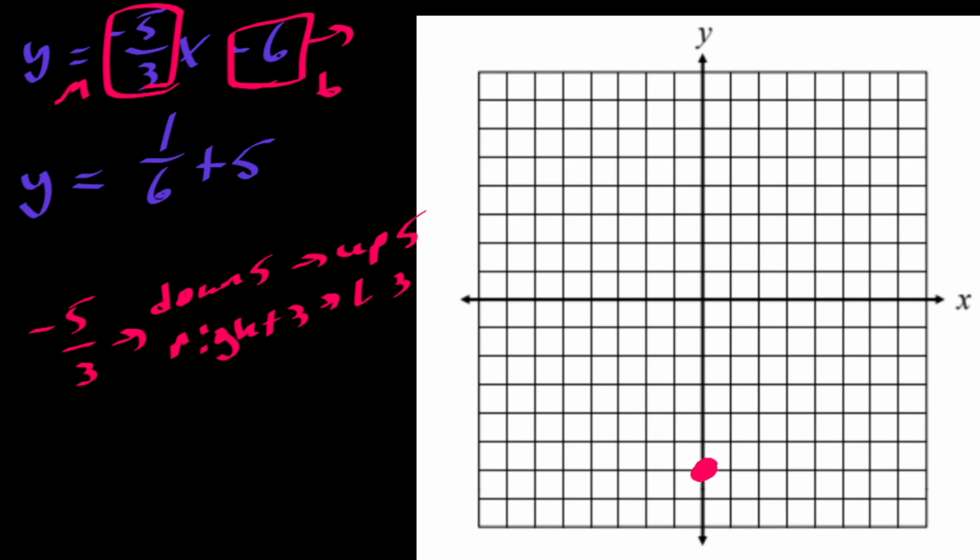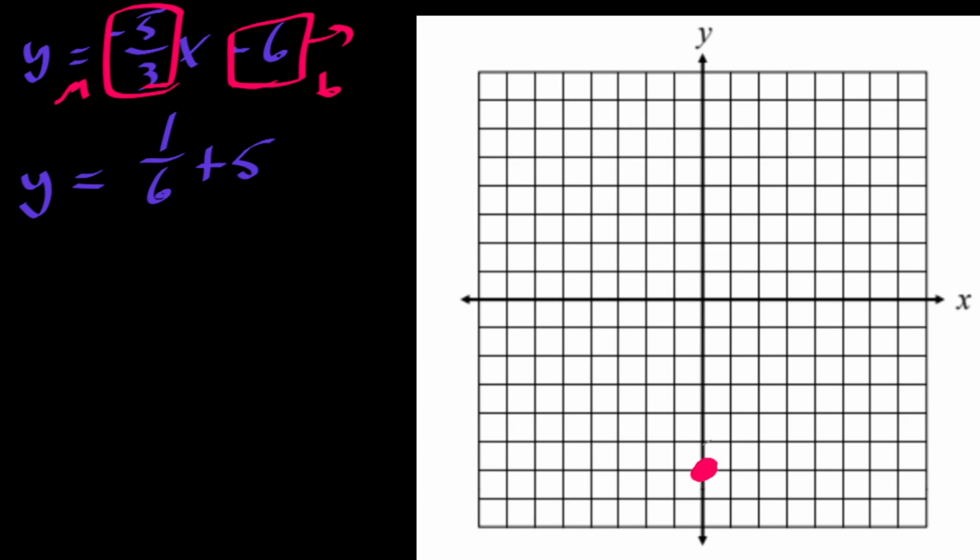So let's do all that. Let me get rid of this first. All right, so we're going to go up 5, 1, 2, 3, 4, 5, and to the left, 1, 2, 3. And then let's make another point to be exact. Up 1, 2, 3, 4, 5. To the left, 1, 2, 3. All right, so there are all my points. Now I'm going to draw a line through each of those. So here's my first line.